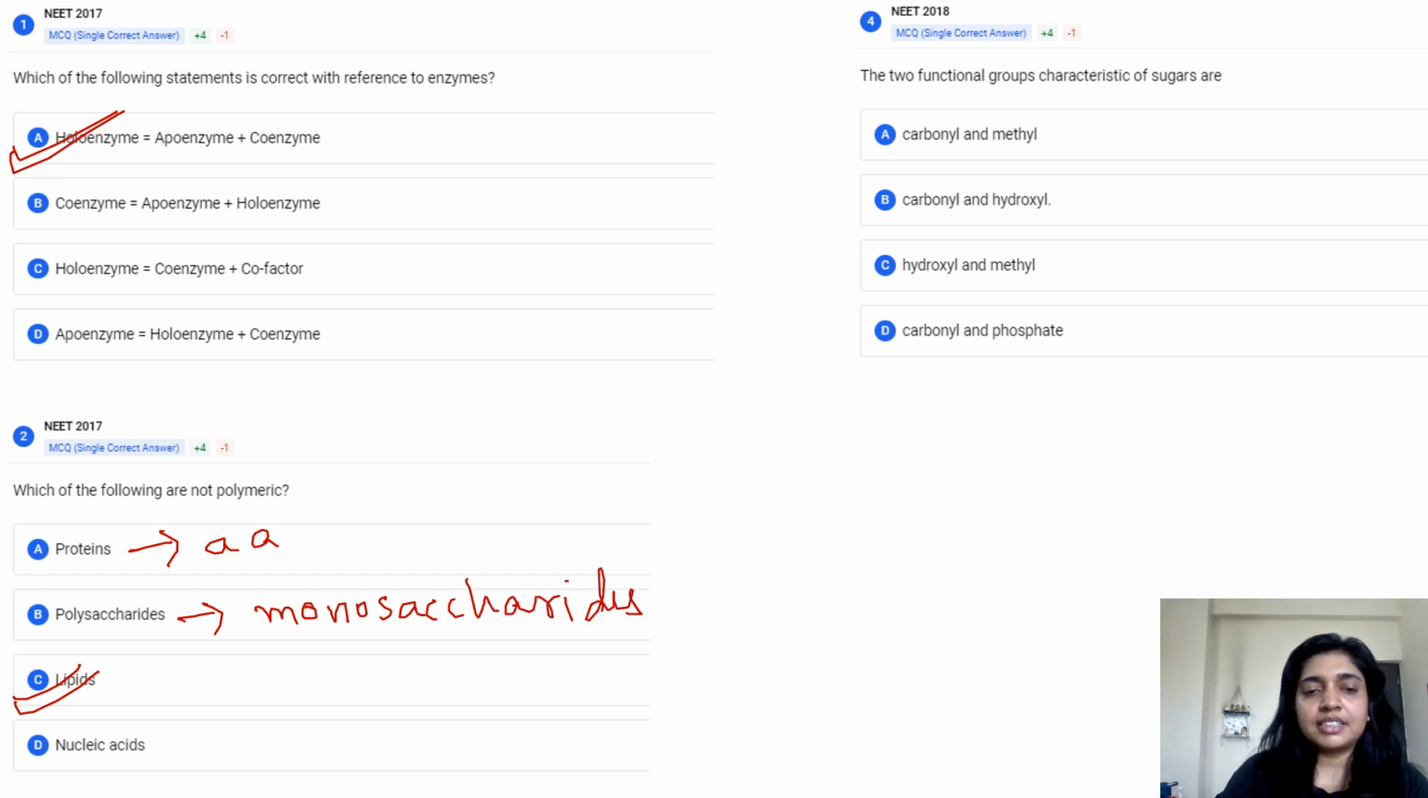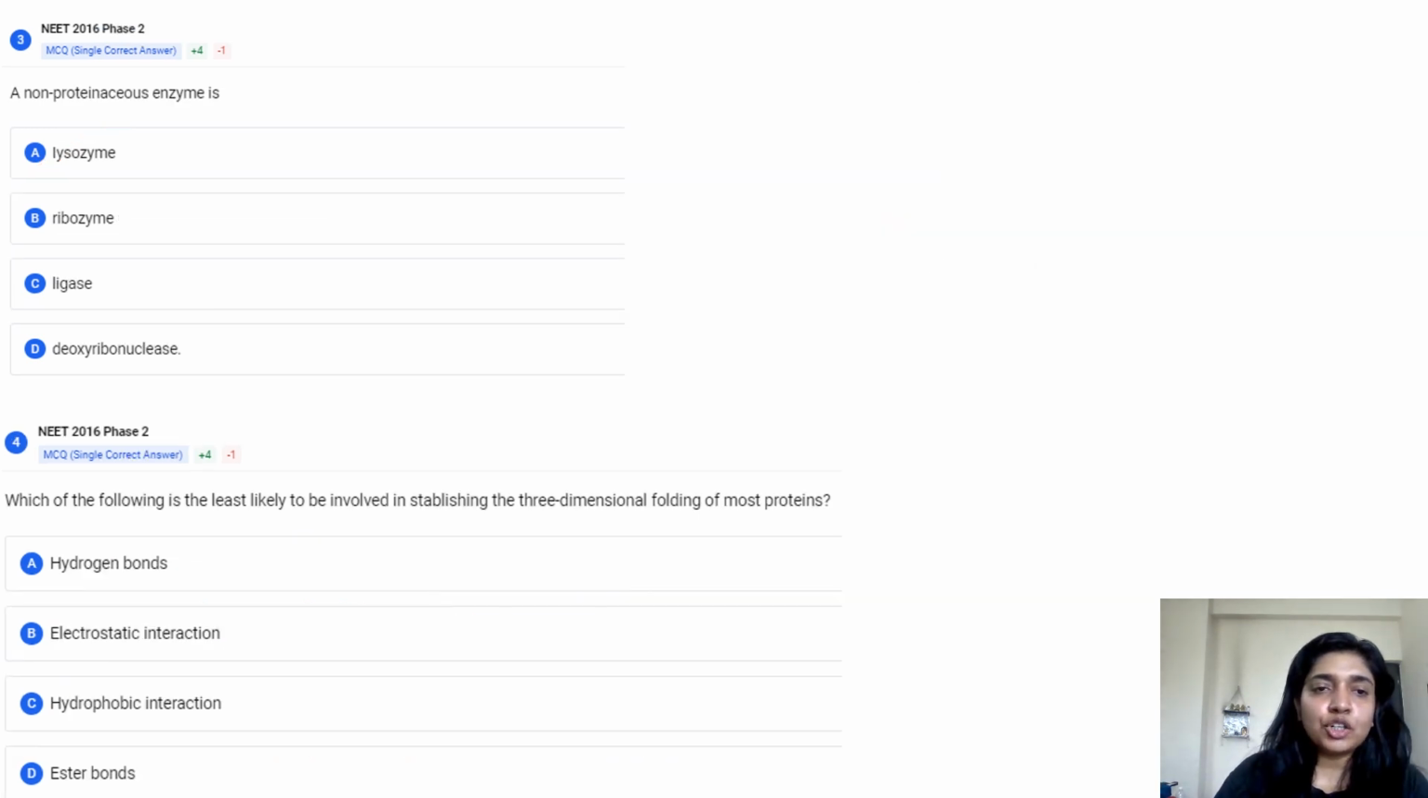And nucleic acid, like DNA, etc., is a polymer of nucleotides and nitrogenous bases. Two functional groups characteristic of sugars are a carbonyl and a hydroxyl group. All right, let's move ahead. So a non-proteinaceous enzyme, an enzyme which does not have a protein, is your ribozyme. It has RNA instead of protein.